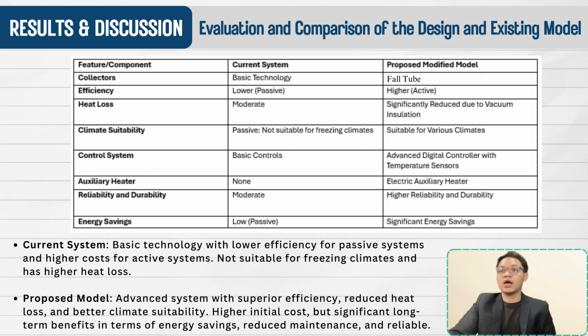As we can see, our proposed modified model is using an active system, which has more advantages compared to the passive system in the current system. And we are using evacuated tube collectors. In terms of efficiency, the proposed model has significantly higher efficiency when compared to the current system. In terms of heat loss, it is also significantly reduced due to the vacuum insulation. For climate suitability, our proposed model is suitable for various climates, while the current system is not suitable for freezing climate as it is using a passive system.